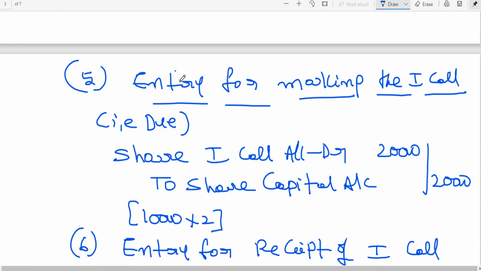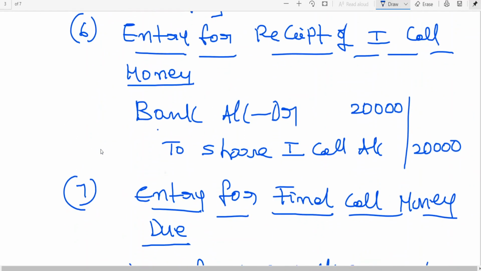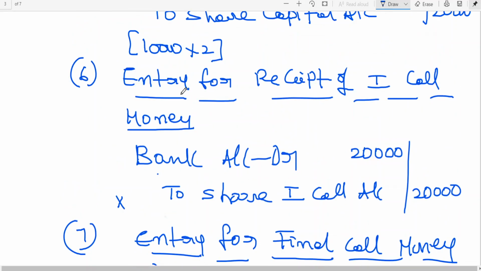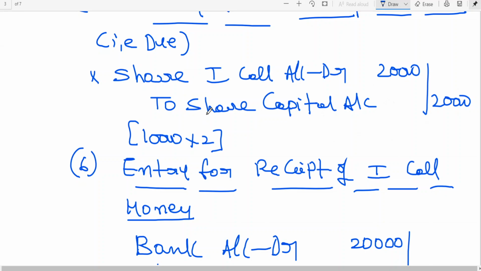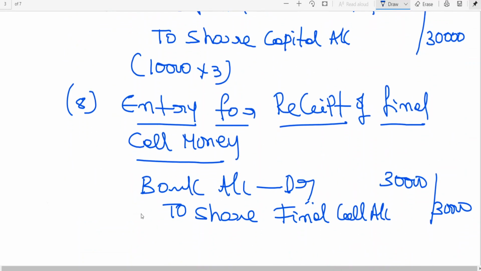Second time, share first call debit, cancel, share first call credit, cancel, then entry bank to share capital, no? Third time, share final call debit, share final call credit, got cancelled, no? Net effect is bank account to share capital, no?